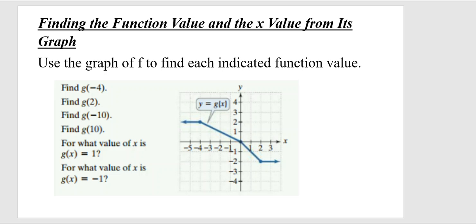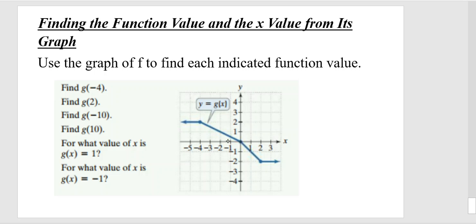Okay, so here's another example where we are to find the value of the function as well as finding the x value from the function's graph. Let's say we have a graph y is equal to g of x and it looks like this. Find the g of negative 4. So that means we're looking for the function value at x equals negative 4.